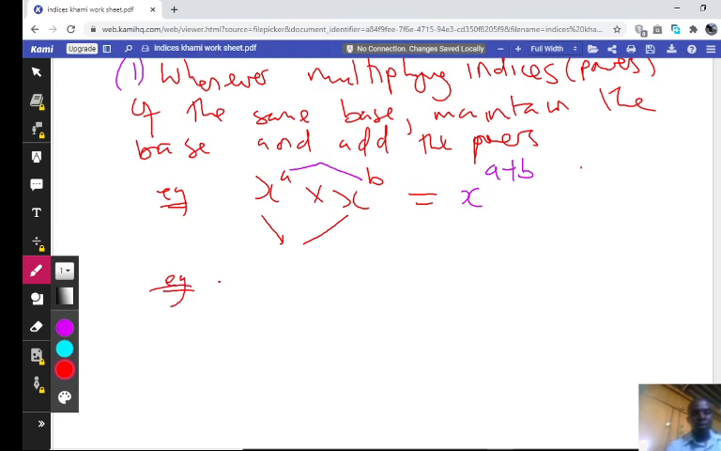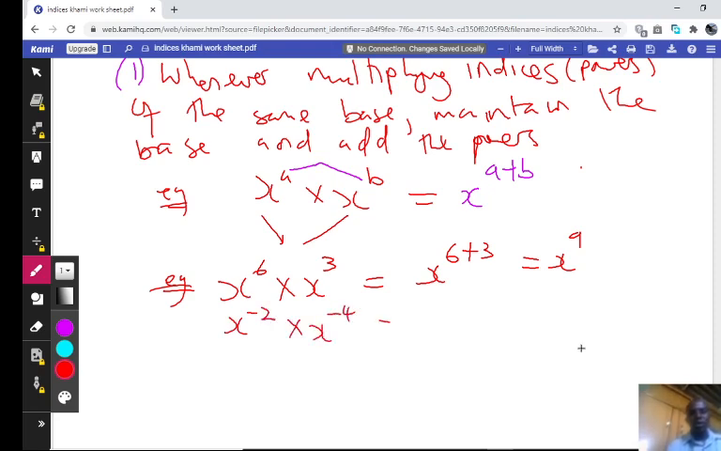One example: x to the power 6 times x to the power 3 is equal to x to the power 6 plus 3, which is equal to x to the power 9. Another example: x to the power minus 2 times x to the power minus 4 is equal to x to the power minus 2 plus minus 4, which is x to the power minus 2 minus 4, then x to the power minus 6.